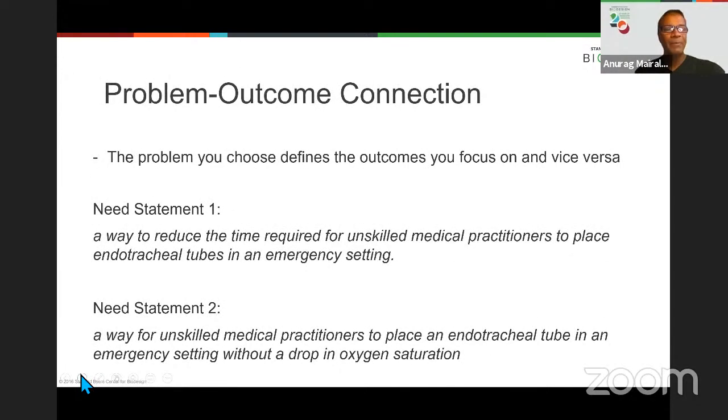Okay. I'm going to skip the details of this, but there's something called the problem outcome connection. Remember, I said there's a problem, there's population, there's outcome, right?